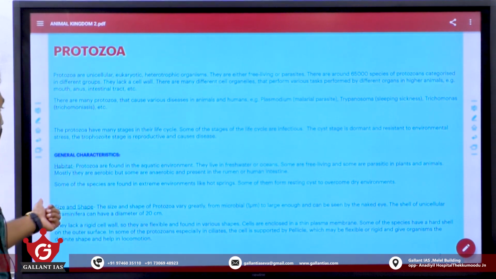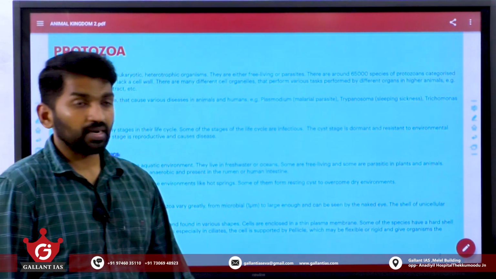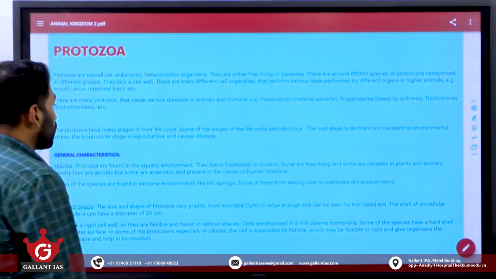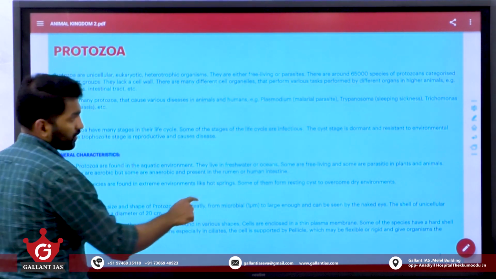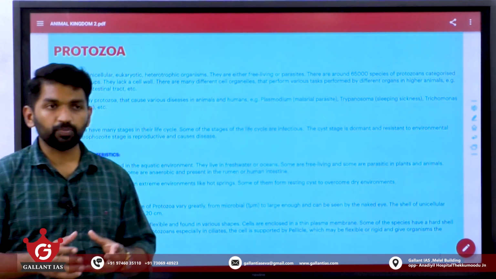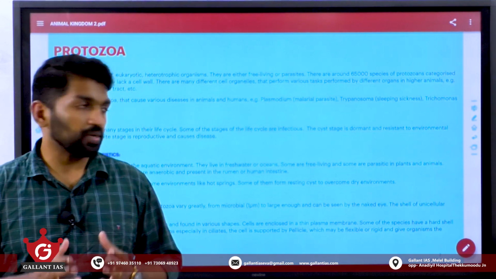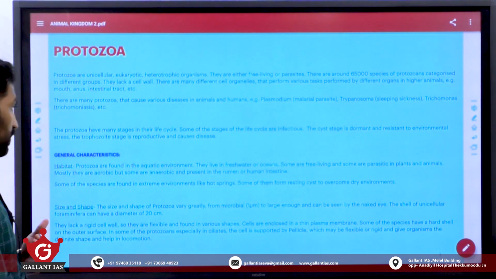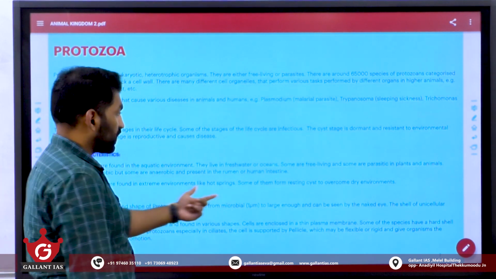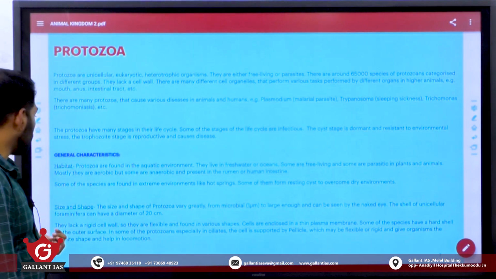Some of the species are found even in extreme environments like hot springs. When organisms like protozoa exist in hot springs, they will be protected by a spore or a capsule. We will have a look at what these structures are and how these are made. Some of them form resting cysts to overcome dry environments.